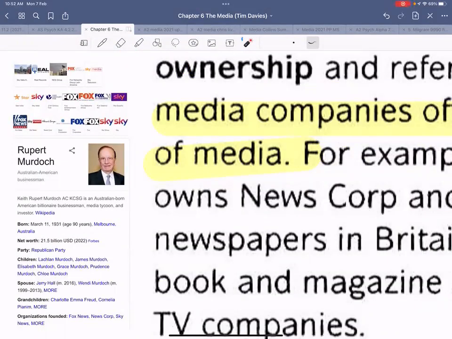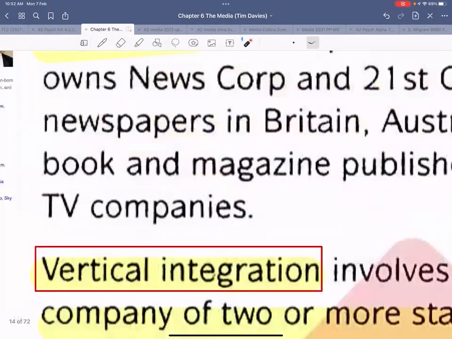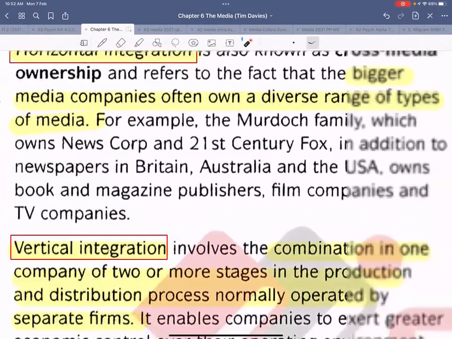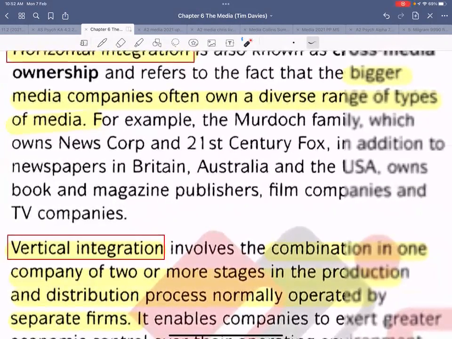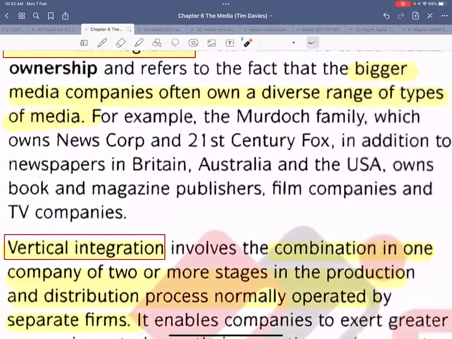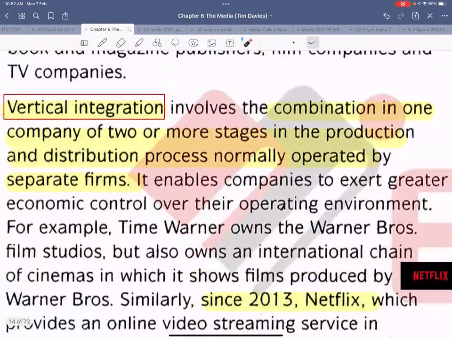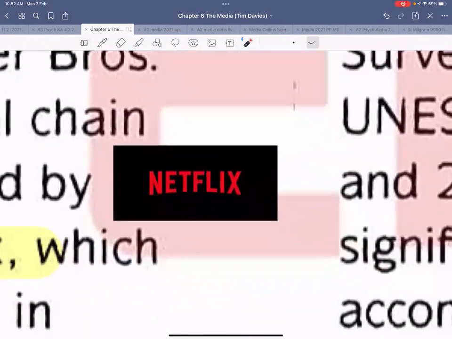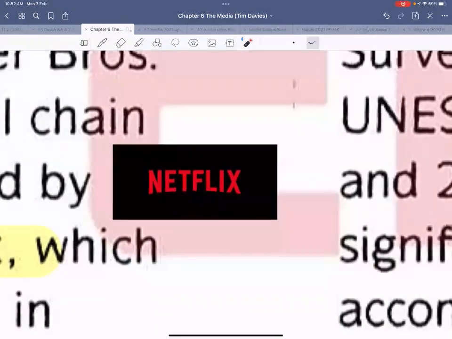Horizontal, vertical difference, I'm sure everyone knows. This is horizontal, this is vertical, right? Horizontal, look at the wide range, right? From books to magazines to film companies to newspapers to TV companies and whatnot. On the other hand, we talk about vertical integration, and the example that I want to use for vertical integration would be Netflix, a platform that was used initially to show people some shows, some movies. However, with the passage of time, Netflix today has its own production going on.